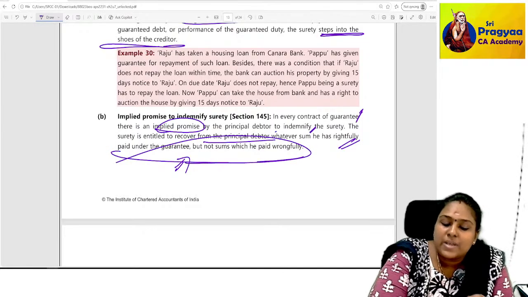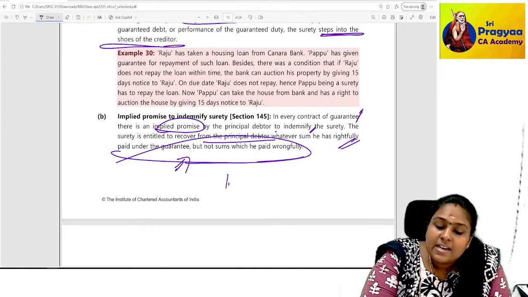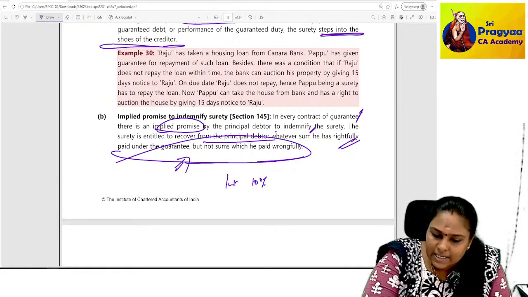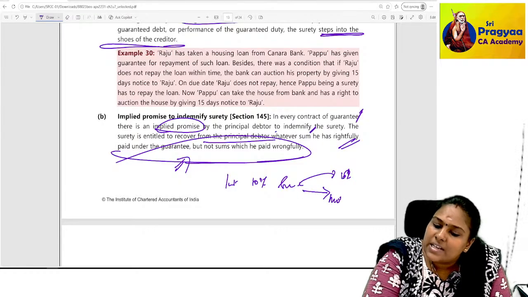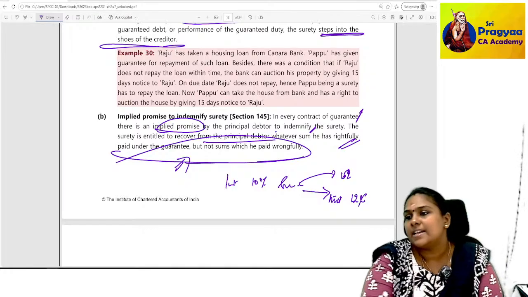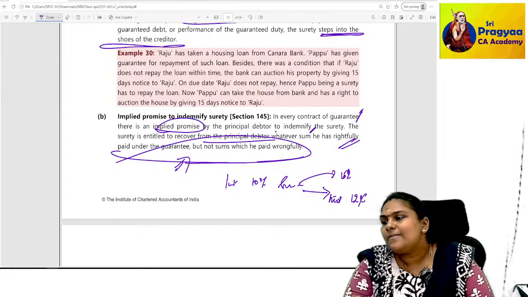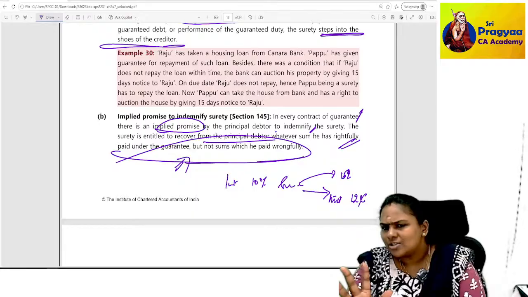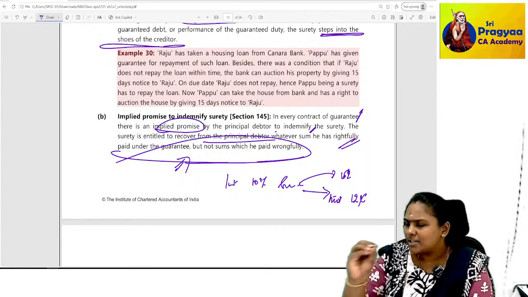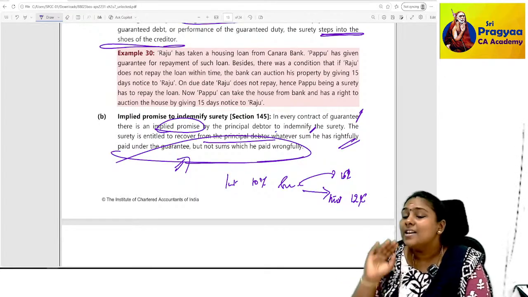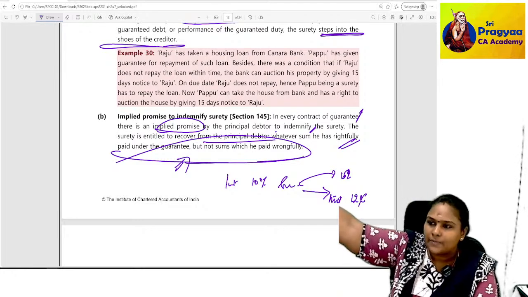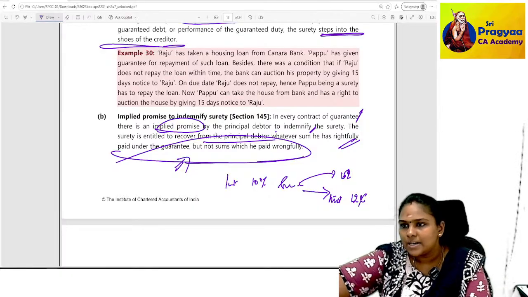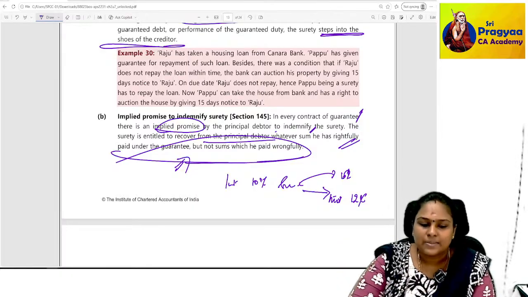Now, what it means, Abdina? Sir, the interest rate is 10%. The surety should pay how much? Only 10%. But by mistake, the surety paid how much? 12%. So, should he recover 10% or 12% from the principal debtor? You can recover only the 10%. If you mistakenly paid extra, go and collect that extra amount from the creditor himself. Able to understand? Don't come and ask the principal debtor.